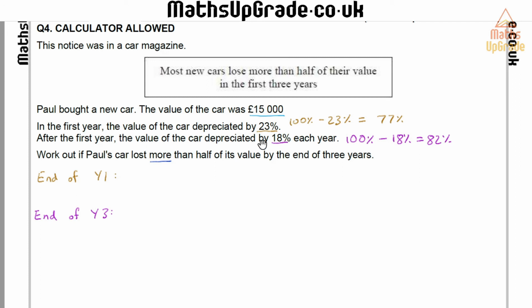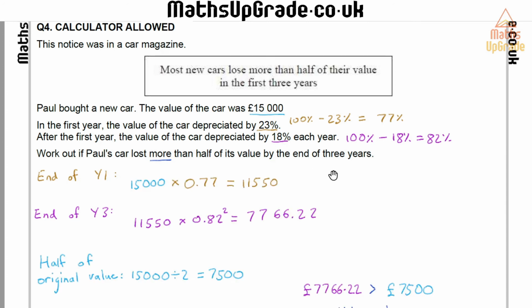And then after the first year, if it depreciates by 18%, then that's 100% subtract 18%. So the multiplier here will be 82%, which is 0.82. So let's apply those. We're starting with 15,000, multiplying by 0.77, which gives me 11,550. And then for the second and third years, remember there's 2 more years here, I apply 0.82 to this new amount, and I apply it twice. So in other words, it's the time period of 2 for 2 years.